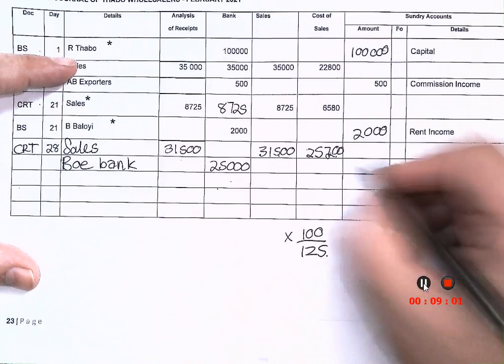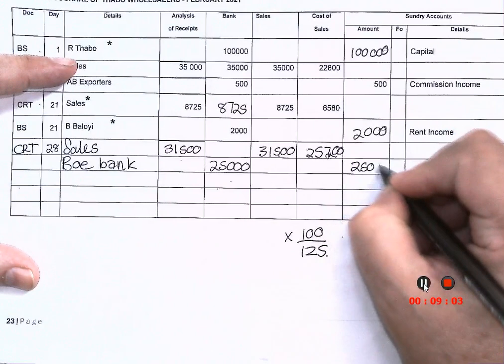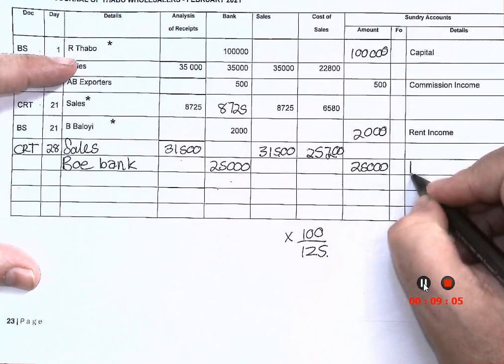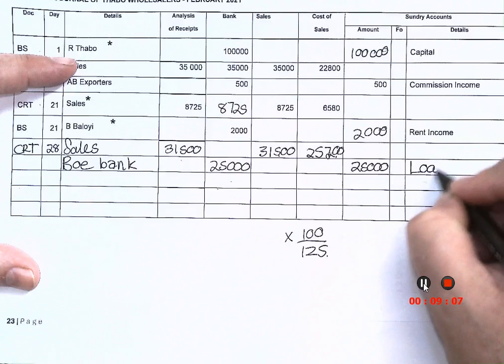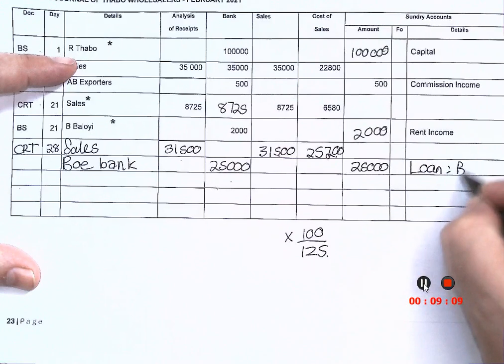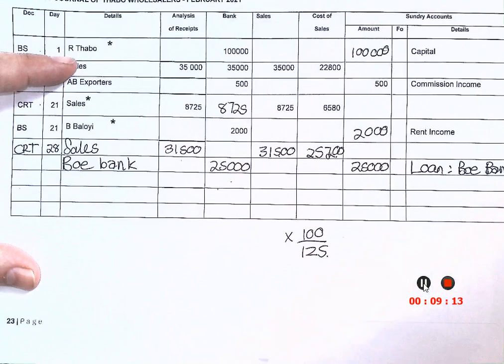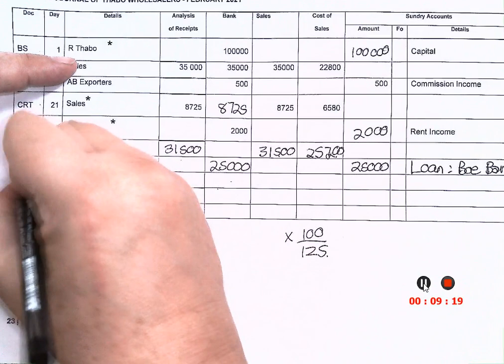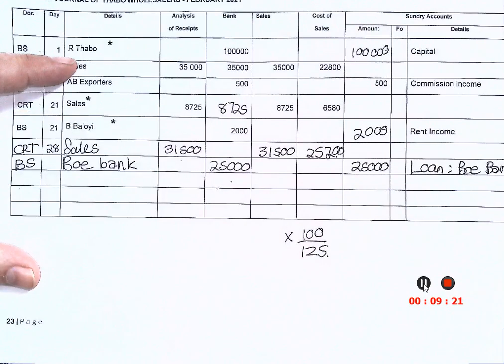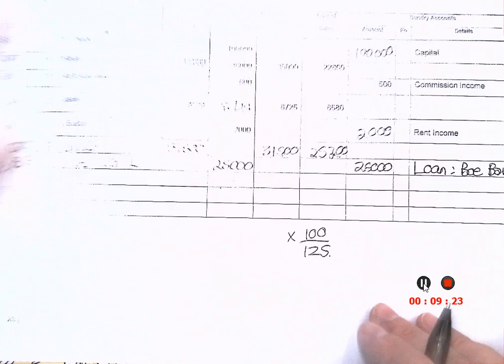Okay, now in the sundry, it will be loan, Bow Bank. Why? You have to write the name, because it could be that you have a loan at another bank as well, or you want to make a loan at another bank at a later stage. Okay, and this will be a bank statement, because that's where I will get the info.